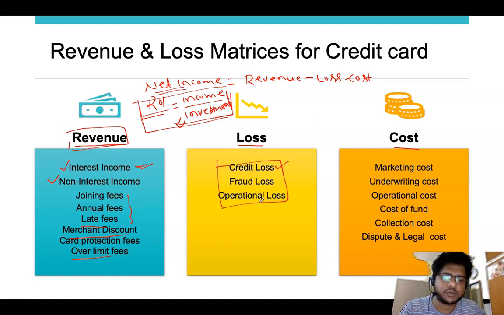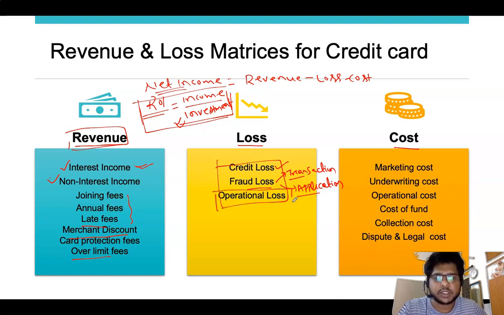In the loss section we have credit loss. If the customer doesn't pay, then the bank incurs a credit loss. Fraud loss can be of two types: one is transaction fraud and another one is application fraud. Transaction fraud happens when a fraudulent transaction occurs on a credit card. Application fraud occurs at the time of application, when something like identity theft happens. The operational loss is a loss incurred because of human error or any issues in the operations.